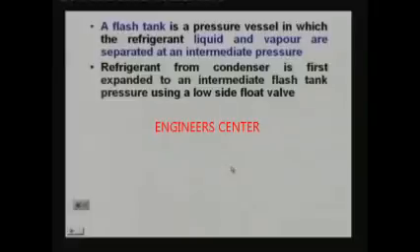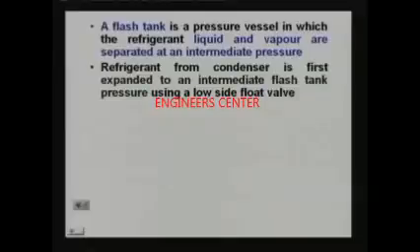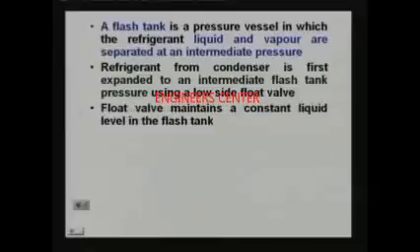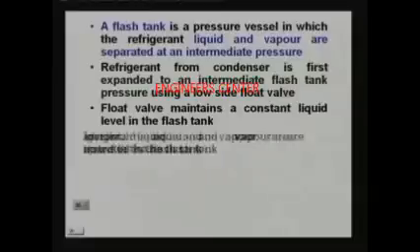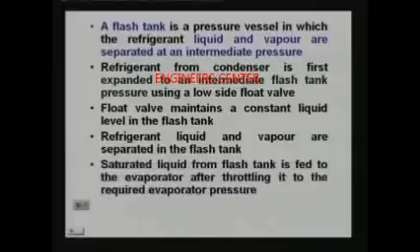Refrigerant from the condenser is first expanded to an intermediate flash tank pressure using a low side float valve. That means use a float valve to reduce the pressure from the condenser pressure to an intermediate pressure corresponding to that of the flash tank. The float valve maintains a constant liquid level in the flash tank. Refrigerant liquid and vapor are separated in the flash tank, and saturated liquid from the flash tank is fed to the evaporator after throttling it to the required evaporator pressure.